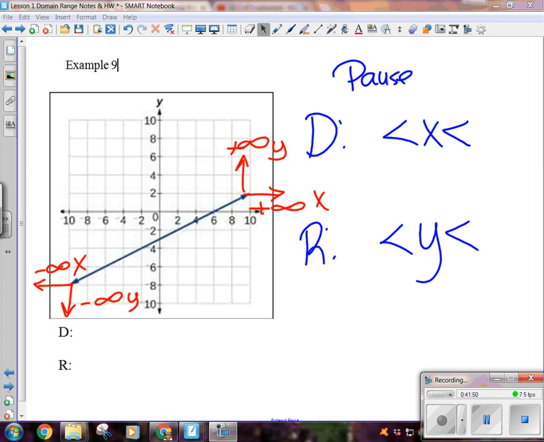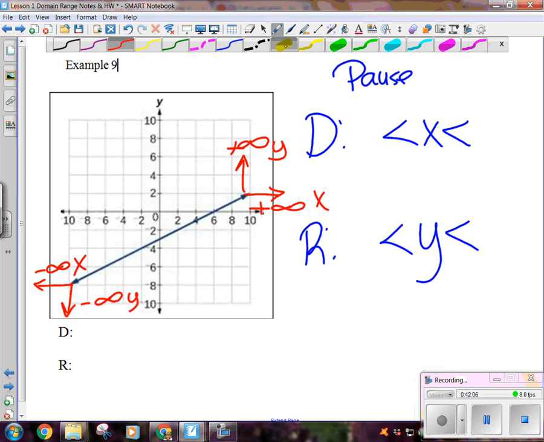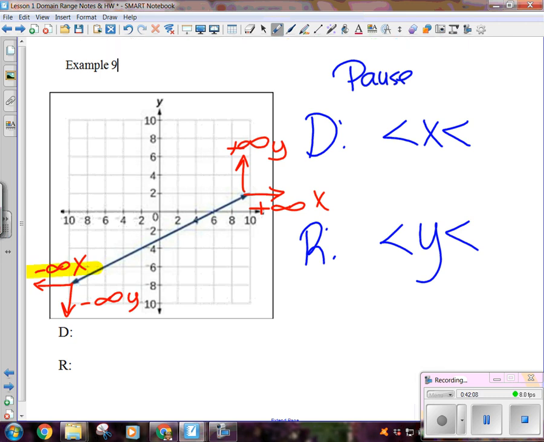Did you break down your arrows? That's the first thing I'd like to see you do. If you see arrows, break them down into positive and negative. If you see arrows, there's going to be infinity in some directions. And did anybody get that in the x direction, we actually have an arrow going backwards and an arrow going forwards? So that actually would be -infinity to positive infinity.